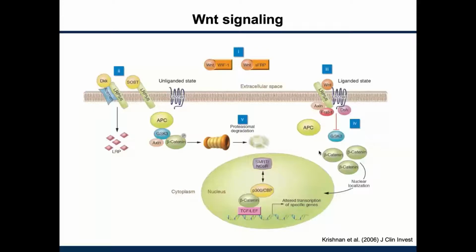Because Wnt signaling is such an important pathway, not only for bone, but for many, many other organs as well, it is very tightly regulated. And thus we also have several Wnt inhibitors, such as sclerostin and Dickkopf, which directly target the co-receptors.